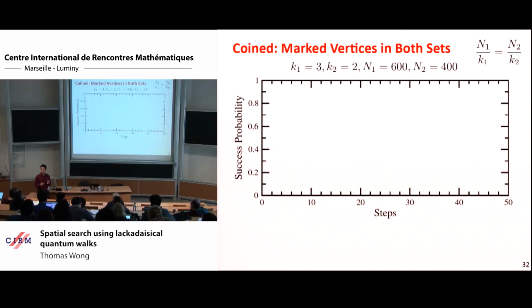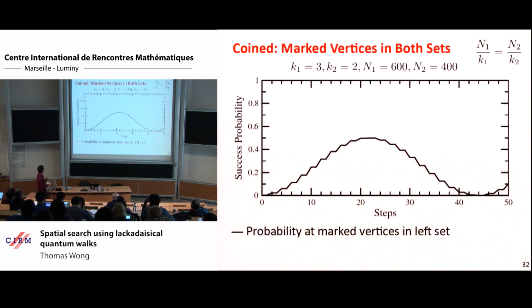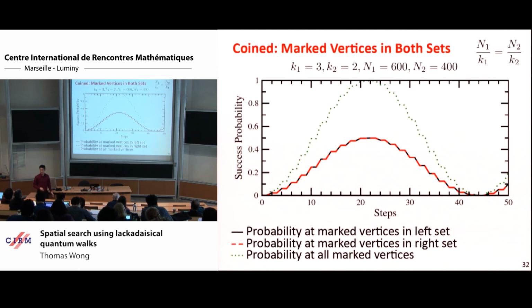I'm going to plot the success probability in the left set separately from the success probability in the right set, so you can see what happens in each set. The success probability in the left set evolves like this. Again, it reaches a half. The success probability in the right set, which has 2 marked vertices and 400 total vertices, evolves the same way. The total success probability will just be the sum of these two curves, which of course reaches 1. Because the densities are the same, they end up peaking at the same time, and so you get a total success probability of 1.